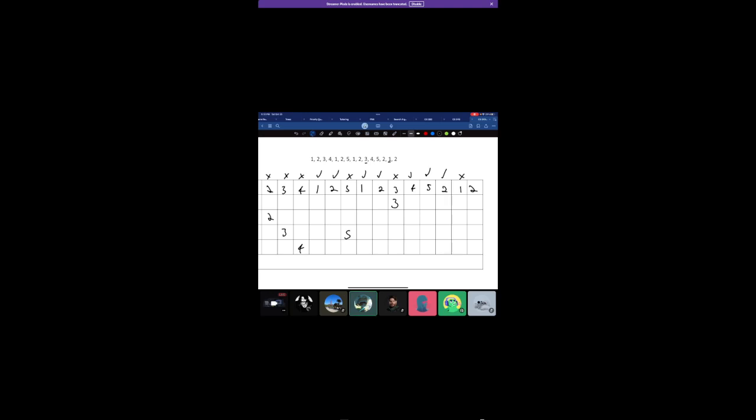Or actually, wait, hold on. I don't know if we should be comparing it based on the order they were put in here or based on the order they were put in here. If we're going off of this, then we replace with 4. But if we're going off of this, we replace with 3.